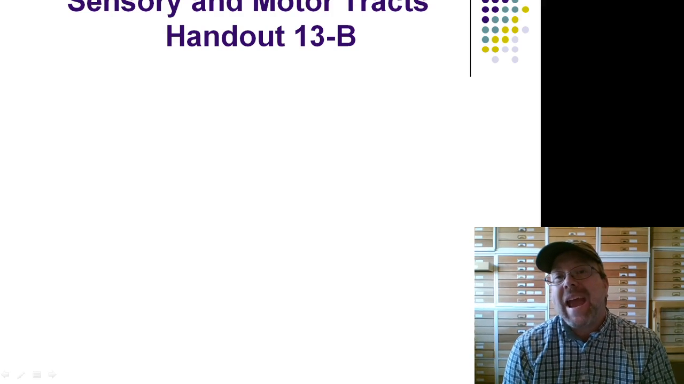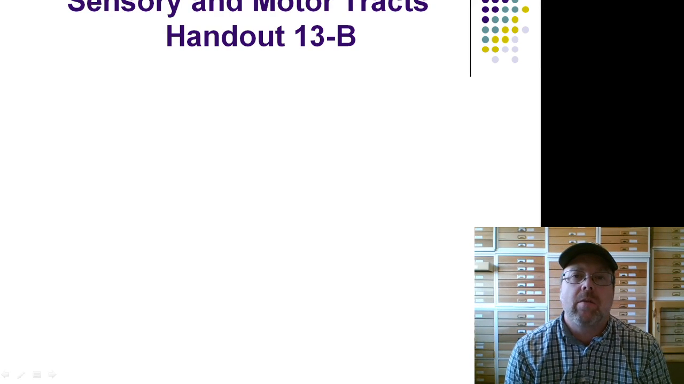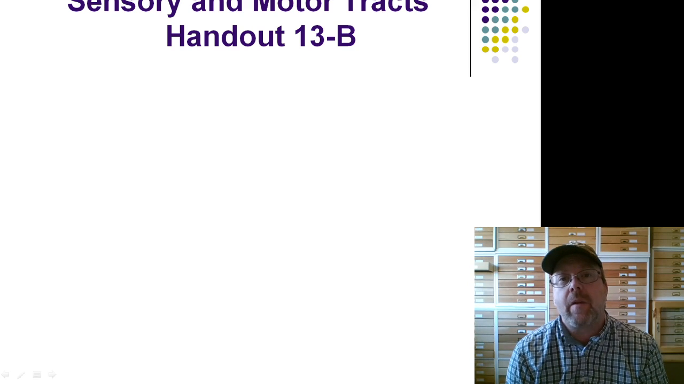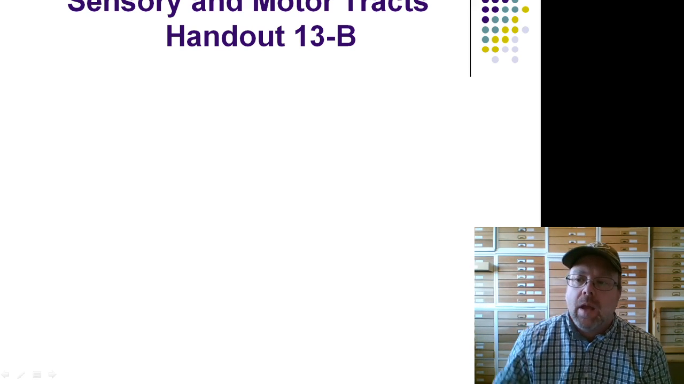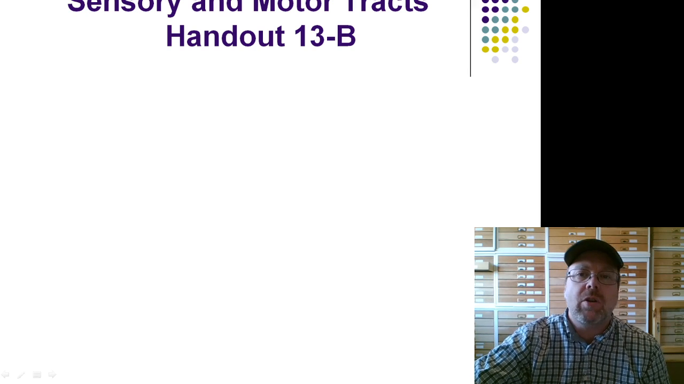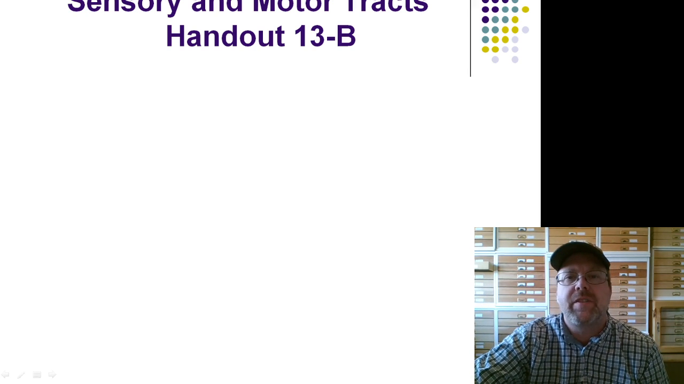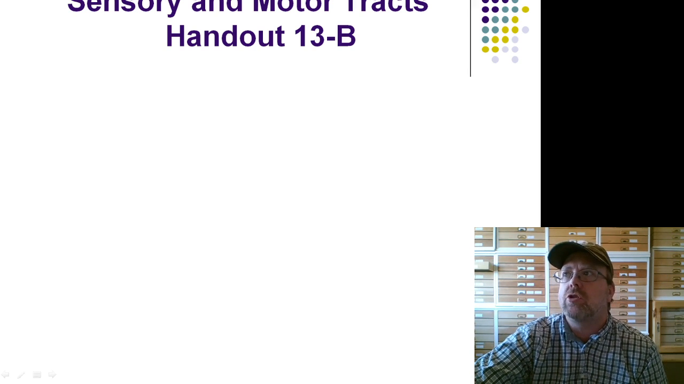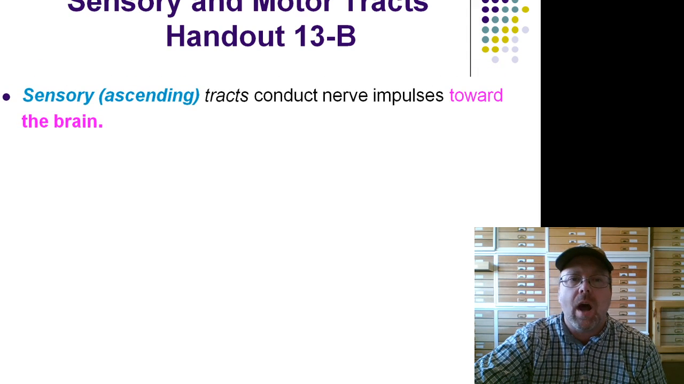Okay, so one of the main processes of the spinal cord is to move information from your brain down to your body and then from your body back up to your brain. And so these are called tracts. We have sensory and motor tracts. These sensory and motor tracts work in opposites.